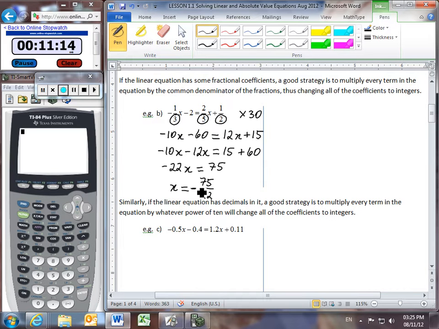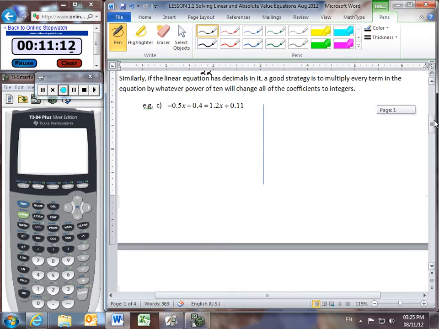Let's do a problem with some decimals. If we've got some decimals, one good strategy might be to multiply every term by whatever power of 10 will change all of the coefficients to integers. Although multiplying by 10 to the 1, or 10, would bring this to an integer, and this to an integer, and this to an integer, because we'd be moving the decimal over one place in each. I have 2 decimal places to move over here for it to become an integer, so I should really multiply the whole thing through by 100.